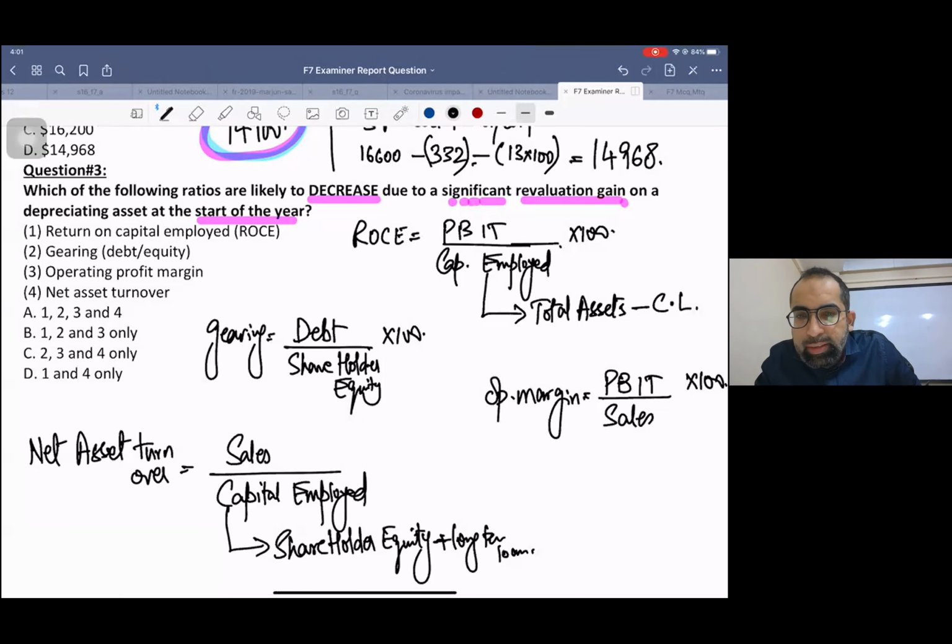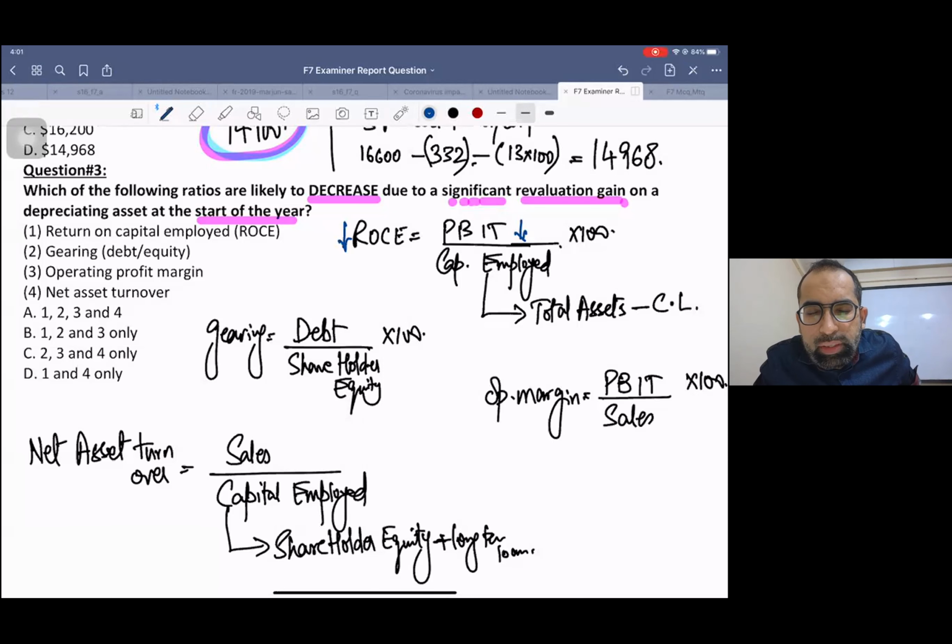Now use your brain. When there is upward revaluation at the beginning of the year, during the year there will be more depreciation expense. Because of upward revaluation, your depreciation expense goes up, and when your depreciation expense goes up, your PBIT will go down. PBIT is in the numerator, so ROCE will go down.